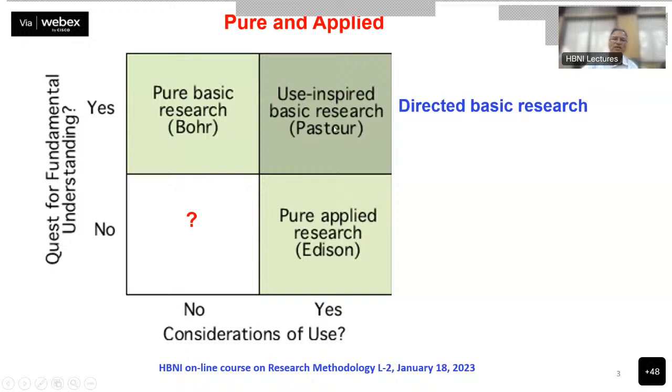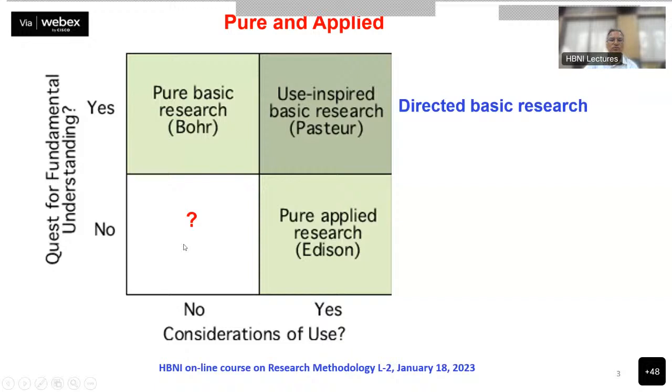This yes-yes quadrant is also called directed basic research. That means you have in mind certain applications and you do the basic research. So here I have put a question mark about the no quadrant. And it is sometimes a tragedy that many of the publications published by scientists in modern times come in the no category.